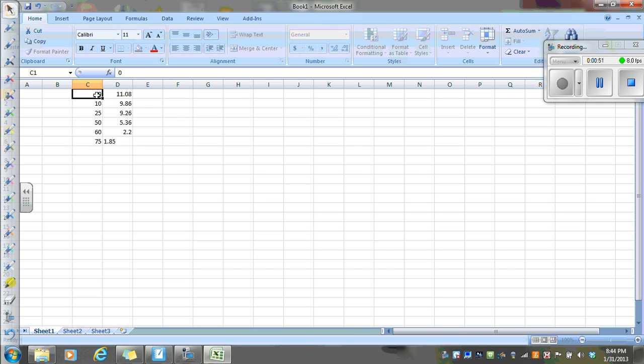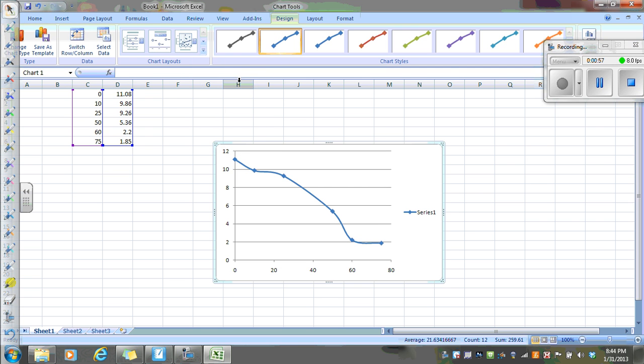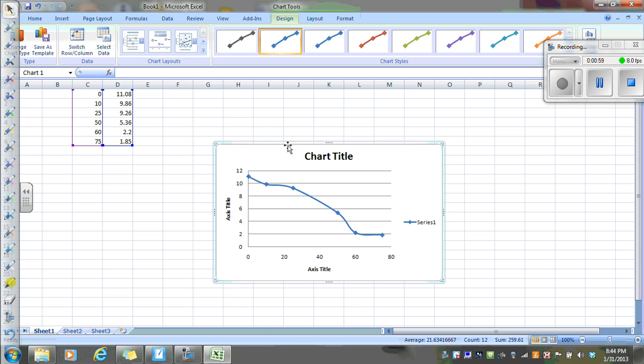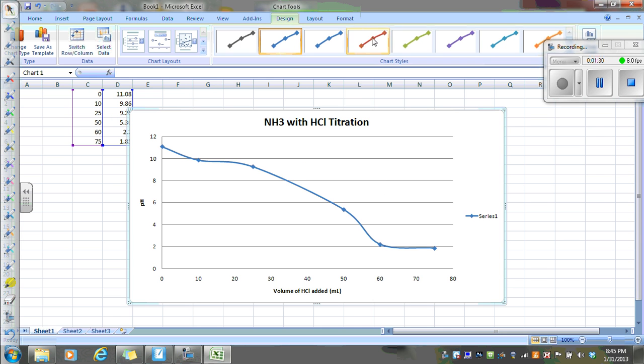Okay, so now what we want to do is graph this. So insert, let's do a scatter plot. We want this one. This was ammonia with HCl titration. This was our pH, and this was volume of HCl added, in milliliters. Okay, so everything is labeled. Let's take a look at this, and I'm going to change it to red.